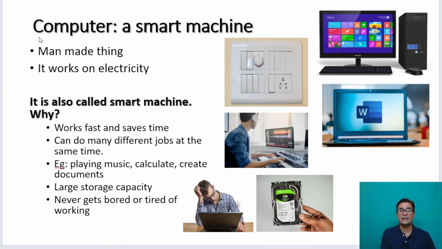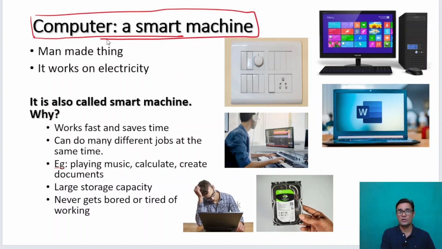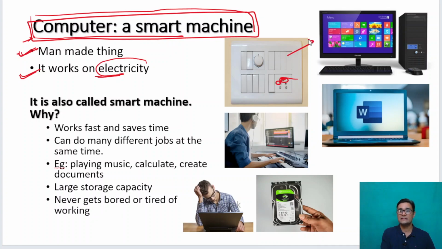Okay, now let us come to computer. Now our favorite subject, computer. Computer is called a smart machine. Why is it called a smart machine? Let us see. But basically, computer is a man-made thing. It is not made by God, and it works on electricity. It does not work on fuel like petrol or diesel. It doesn't work on manpower. It requires power, electricity. When you plug it to the electric power source, then the computer will become on.